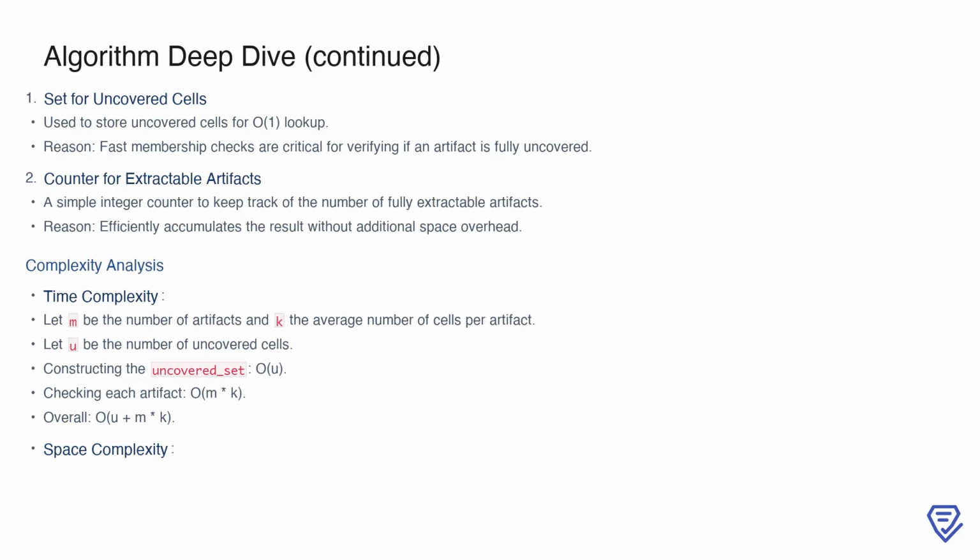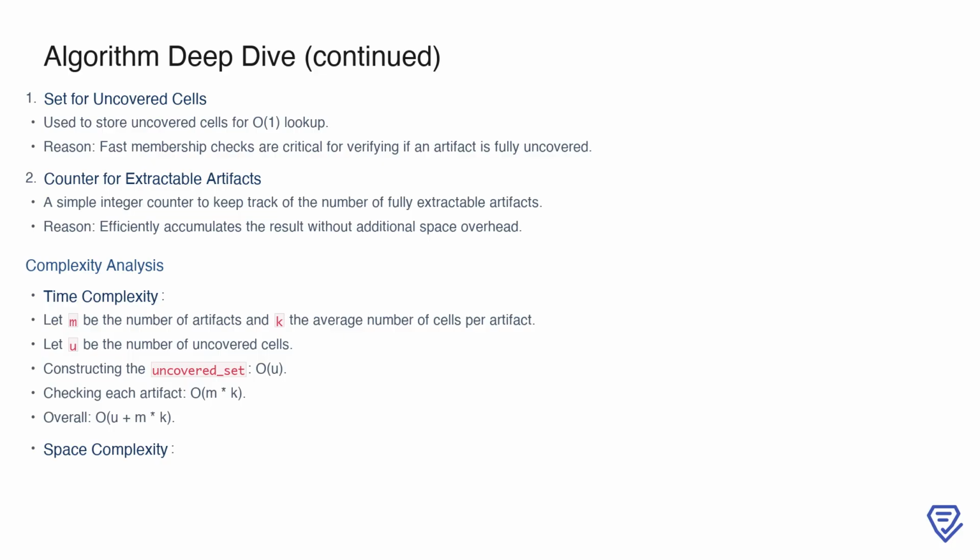The algorithm uses a few key data structures to achieve its efficiency. First, the set of uncovered cells is critical for fast lookups. By storing these cells in a set, we can verify their presence in constant time, which is especially useful given the nested loop structure for artifact processing. Second, a simple integer counter is used to track the number of extractable artifacts.